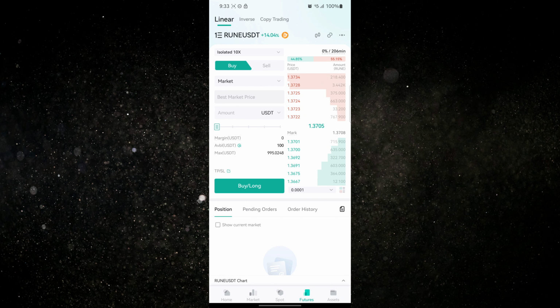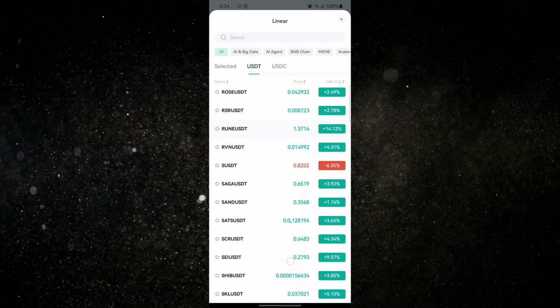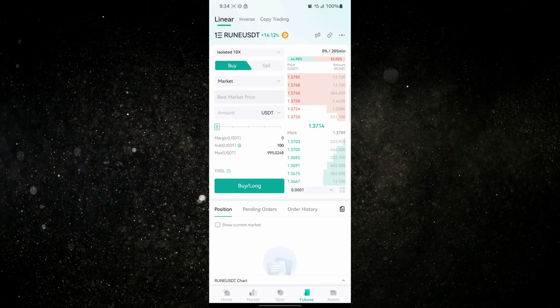Now, for futures trading, there are so many tools that people get confused on, all right? First of all, people get confused on how to select their currency. Selecting your currency pairs is very easy. You click on this section right here, and you're going to see various currency pairs. If you have USDT in your account, you can trade with USDT, and if you have USDC in your account, you can also trade with USDC. For me, I have USDT, so I'm going to be trading around USDT for now.